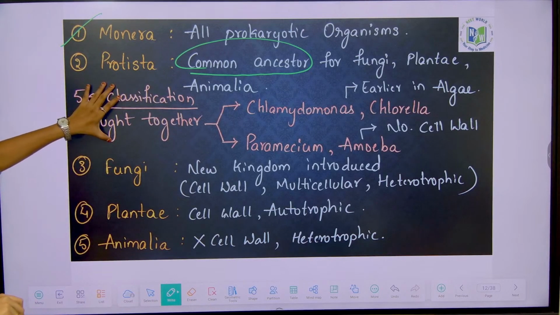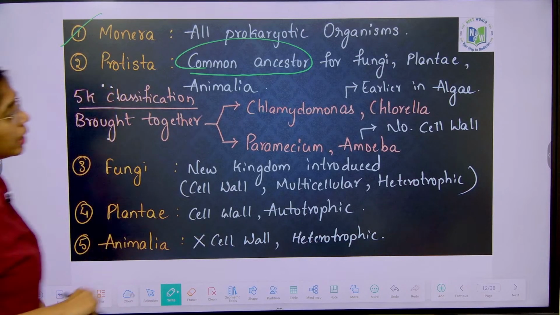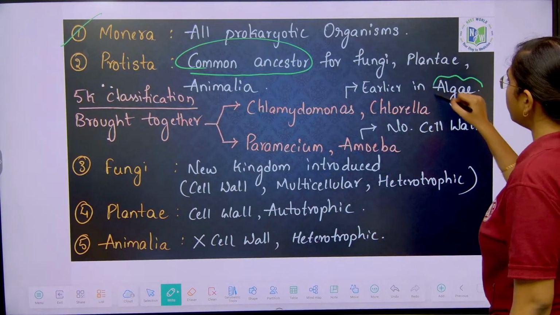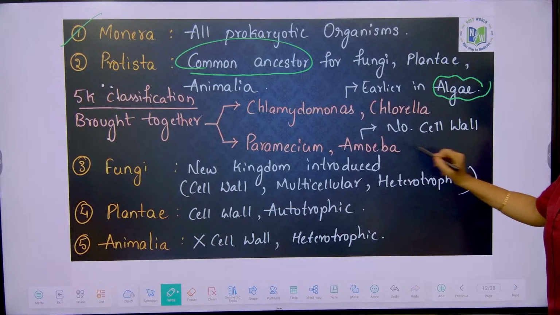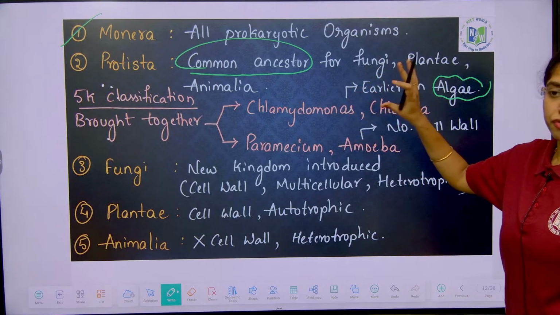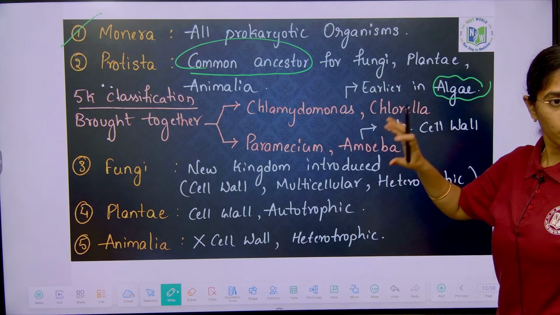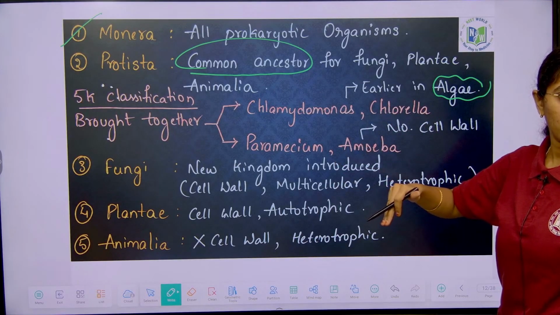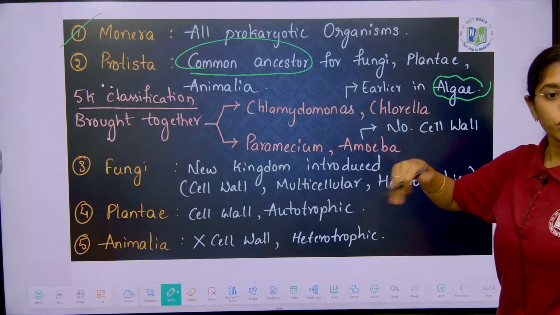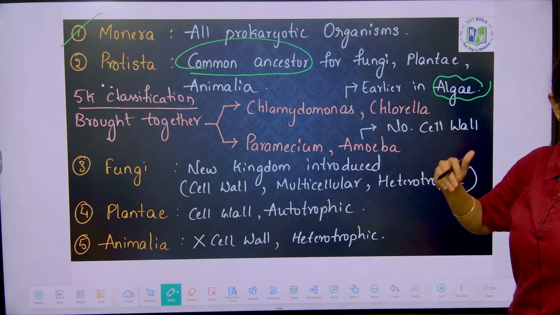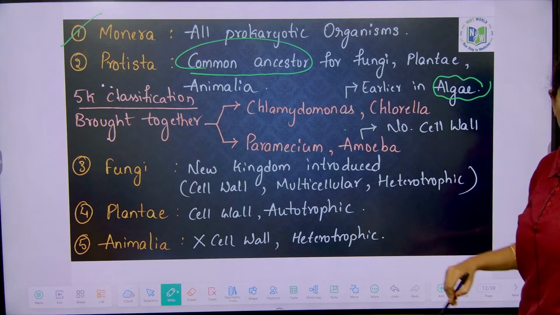This kingdom Protista has brought together Chlamydomonas and Chlorella, which were earlier placed in what kingdom? Algae. Paramecium and Amoeba, which don't have a cell wall. So, which kingdom in the 5 kingdom system of classification includes both organisms which have a cell wall and which don't have a cell wall? Here the kingdom Protista includes both autotrophic organisms and heterotrophic unicellular organisms. Keep that in mind with these examples.